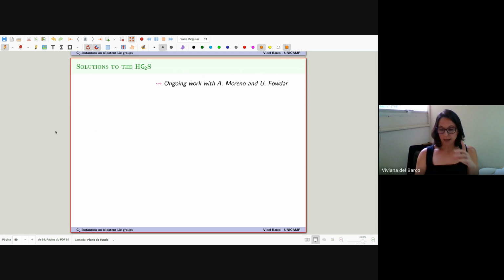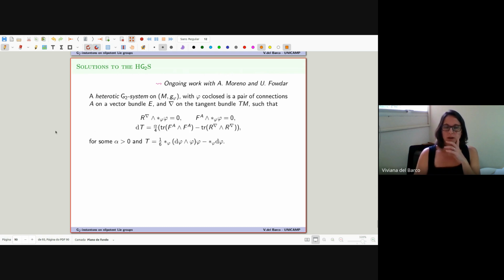And remember what a heterotic G2 system is. I just copied what I put before. You have a G2 structure and you have 2 bundles and 2 connections, which are both instantons, and this is what Enrique was asking, the Bianchi identity. Okay, yes.